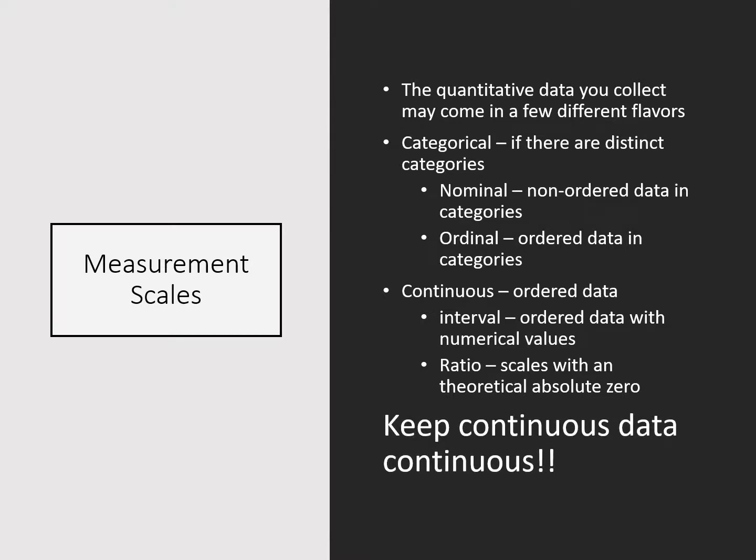And again, the key here is to keep continuous data continuous. So if I'm asking age, I don't want to then group age into categories. If I'm asking students about their attitudes towards math, I don't want to then group them between people who enjoy math and people who don't enjoy math. Instead, I want to keep that a continuous range because in all likelihood, people who don't enjoy math have different degrees to which they don't enjoy math, right?